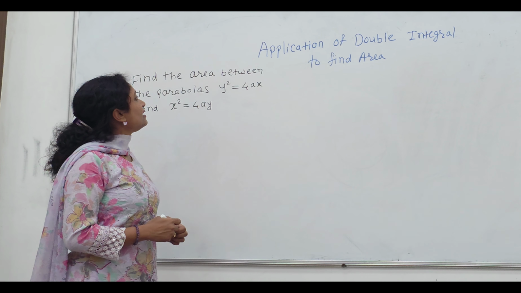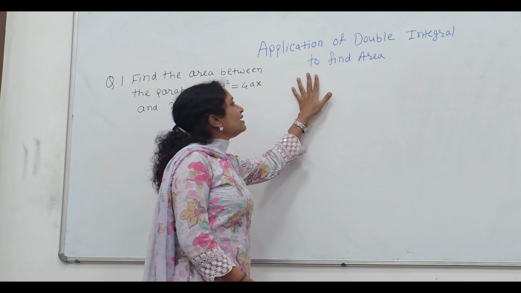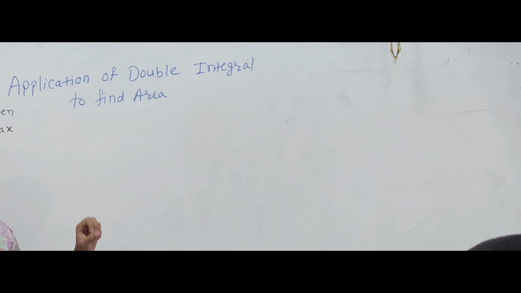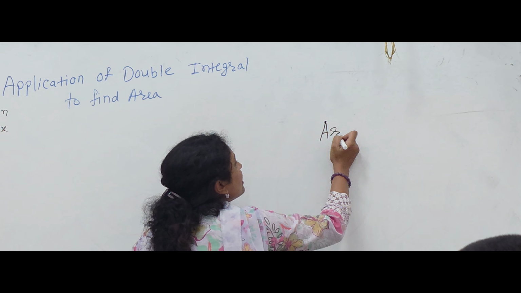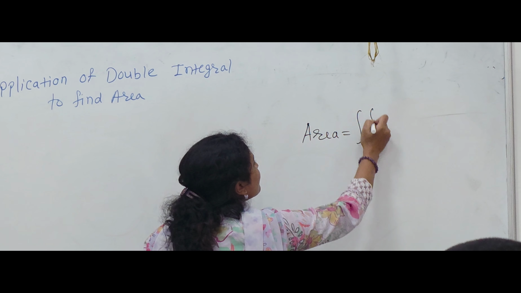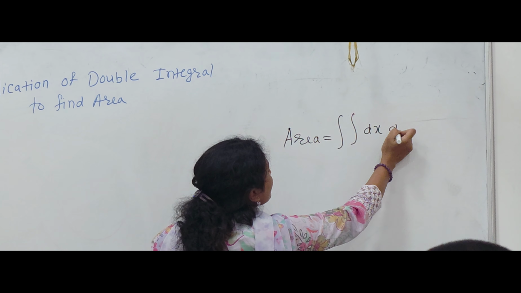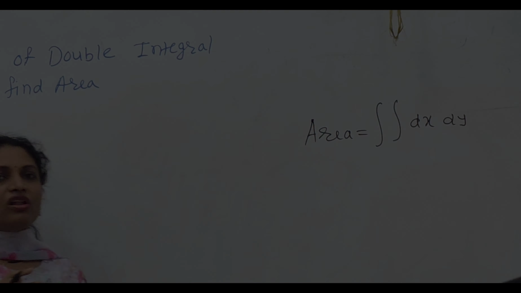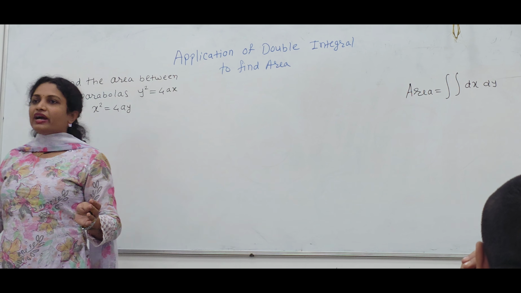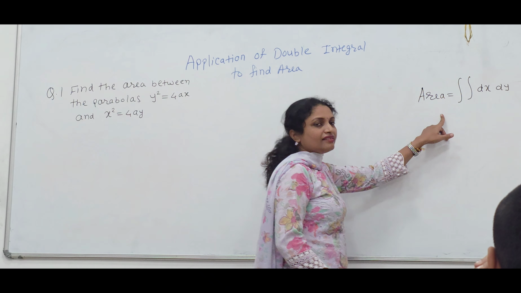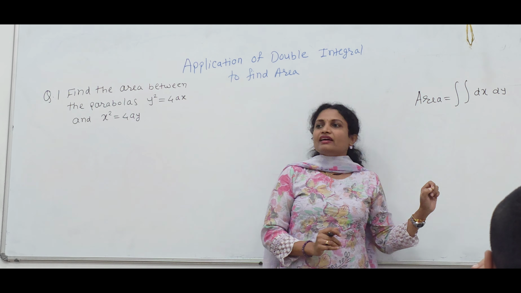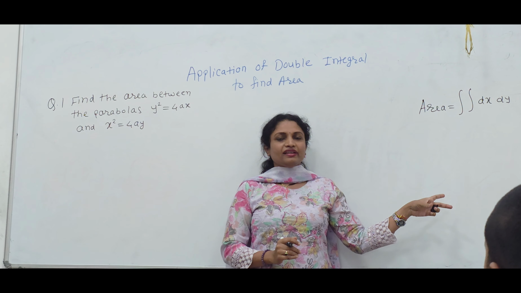Okay. After that, today we'll see the application of double integration to find the area. For finding the area, you have a very easy formula. Area is equal to the double integration of dx dy. Whatever area you are asked to find, you are going to use the same formula. Area is double integration of dx dy. Here, the only thing is that you need to find the limits of integration.